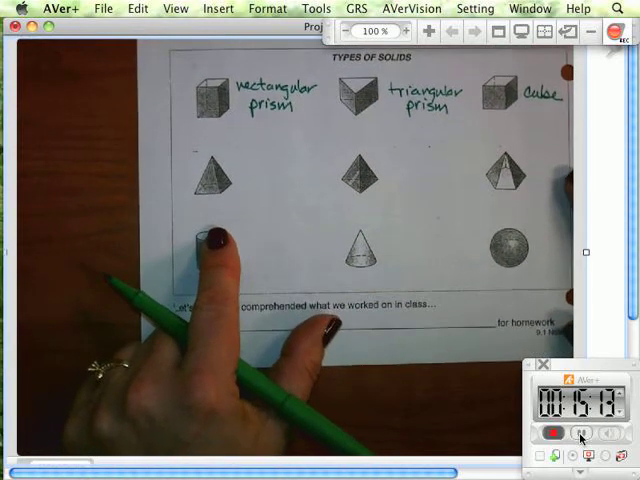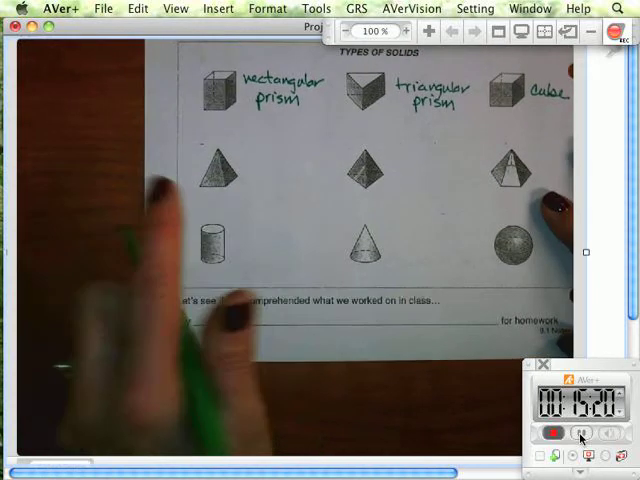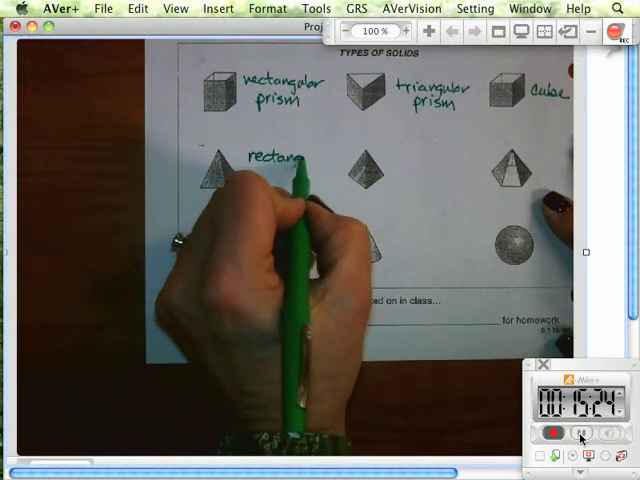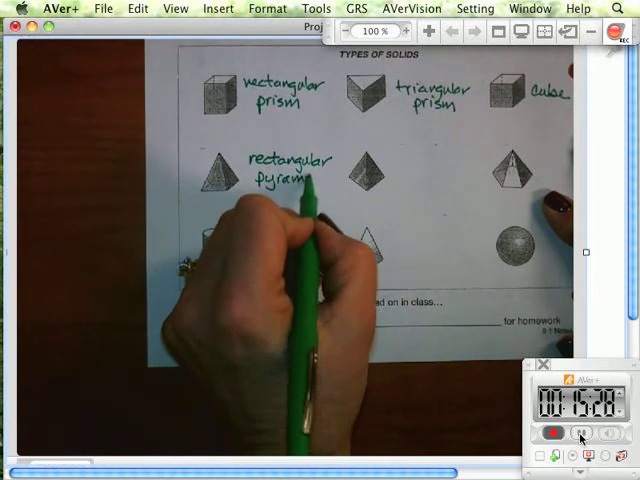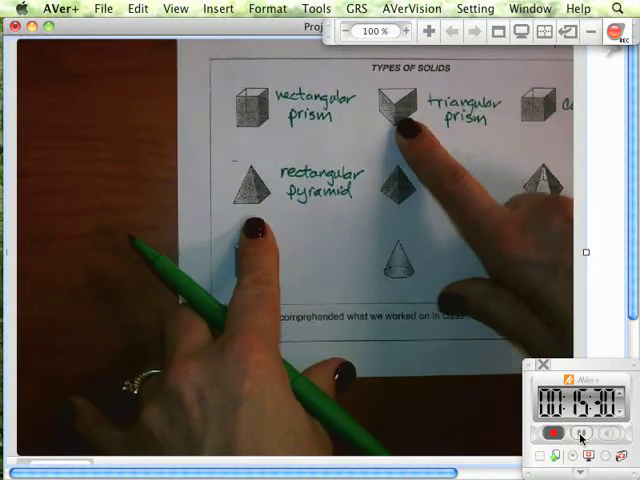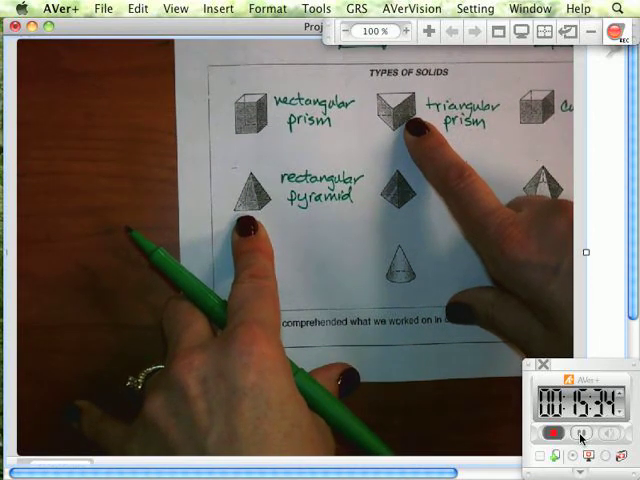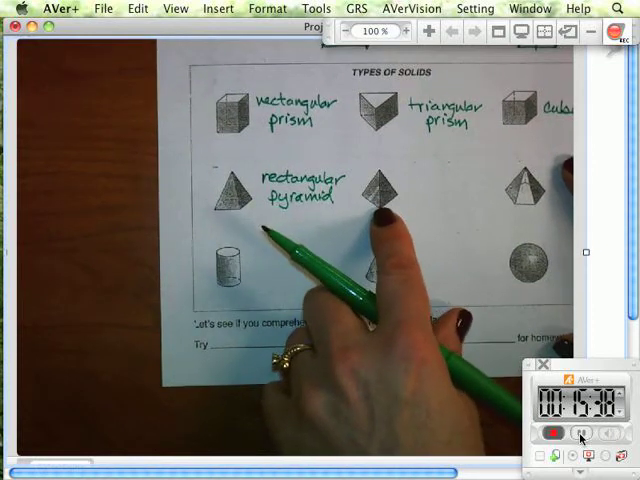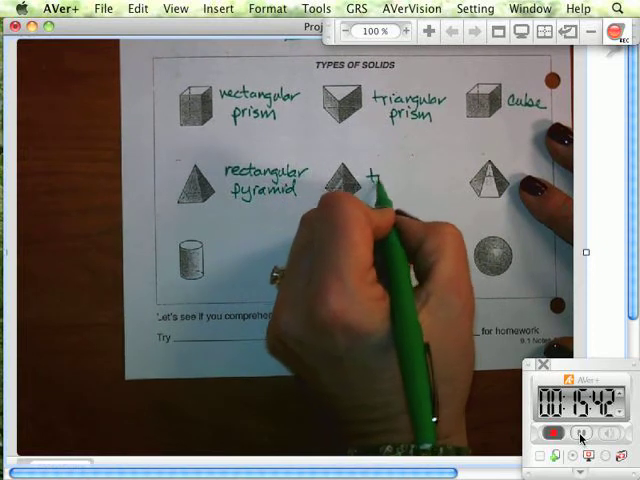Somebody want to name this one? Allison. It is a pyramid. We're going to call it a rectangular pyramid because we really can't tell for sure if it's a square. Can you see the difference between these two? Prism, pyramid. Think Egypt. This is also a pyramid. What would you call this one? Triangular pyramid. Right on.